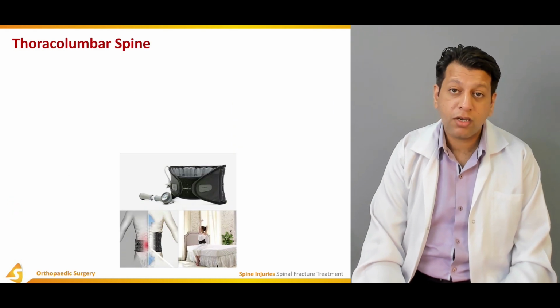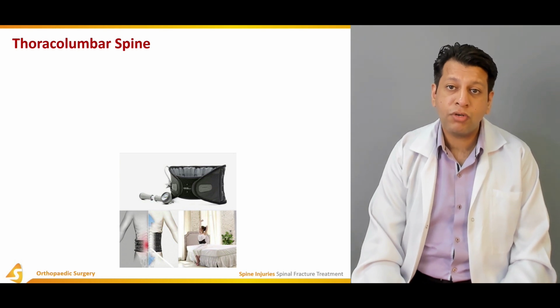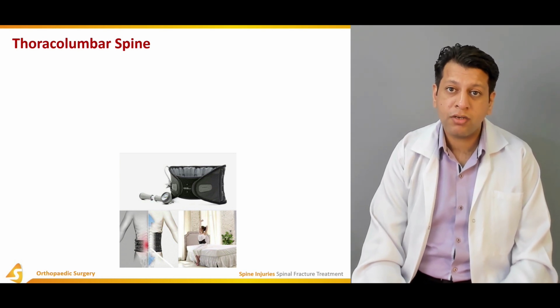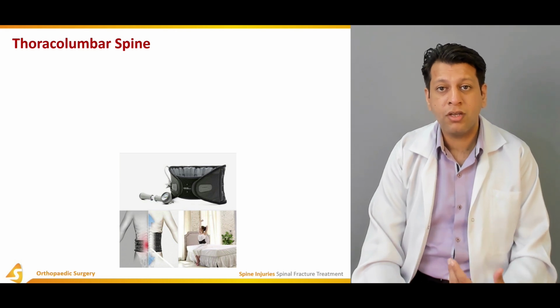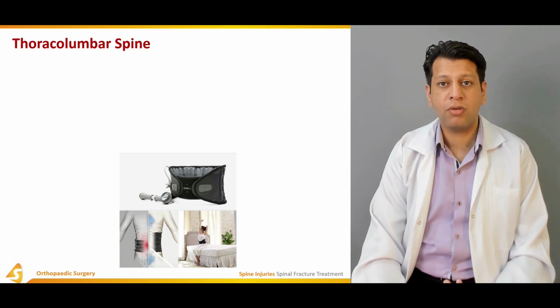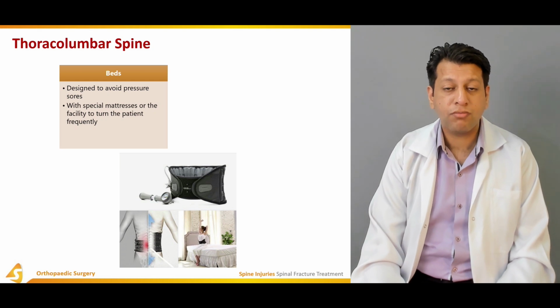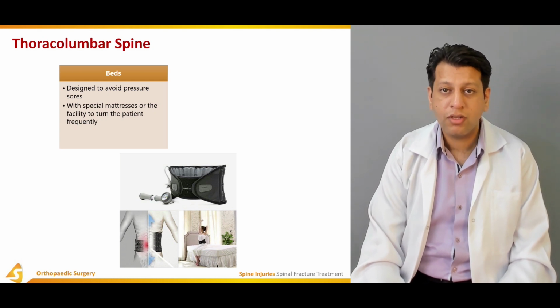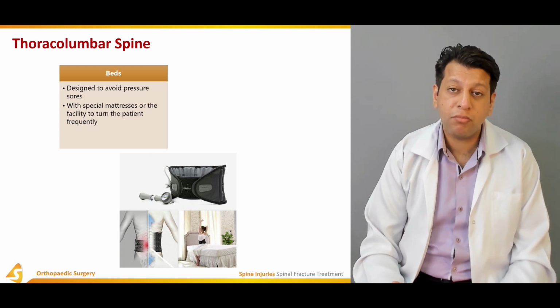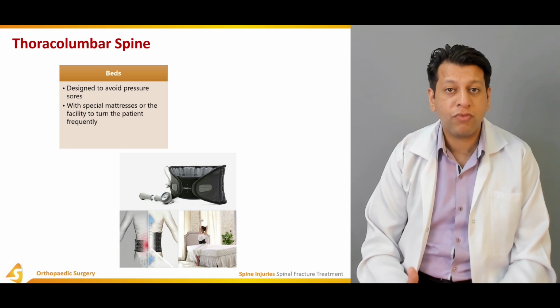So when it comes to the thoracolumbar spine, for example, if we have to go anteriorly into the thoracolumbar spine, we cannot just directly go in, because there is the thoracic cavity and the abdominal cavity lying anteriorly. So what's important is we have to have a way around this as well. Now there are different beds available, designed to decrease and avoid pressure sores. Special mattresses have the facility to turn the patient frequently.